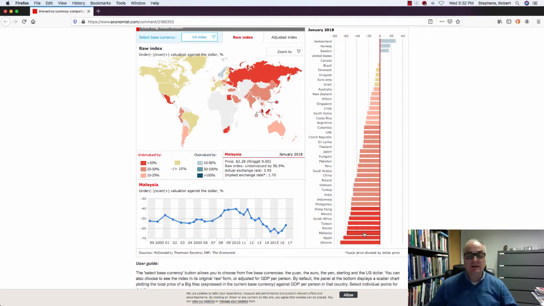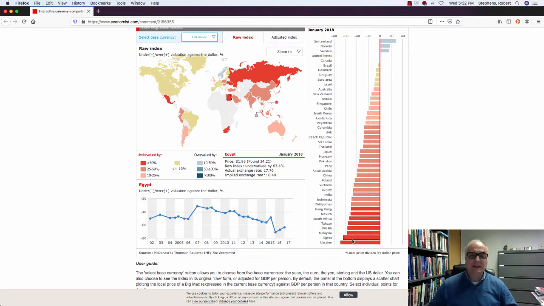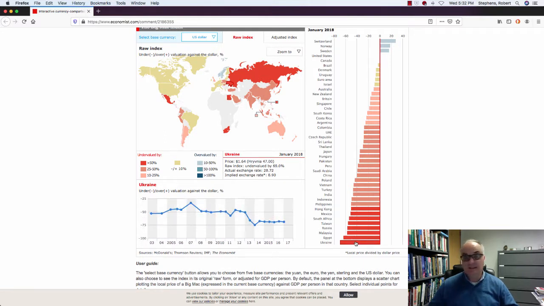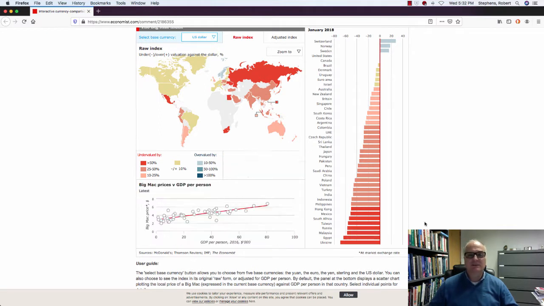Malaysia, very undervalued at $2.28. Actually, Malaysia is a great bargain country right now. From what I've heard, it's a very nice place to visit and quite inexpensive. Their currency is weak relative to the dollar. Ukraine, I've heard, is actually a very nice country, but unfortunately in a lot of political turmoil and conflict with Russia. But still could be a nice place to visit and a super big bargain. So if you're brave, go to Ukraine, go to Egypt, go to Malaysia for great bargains right now.